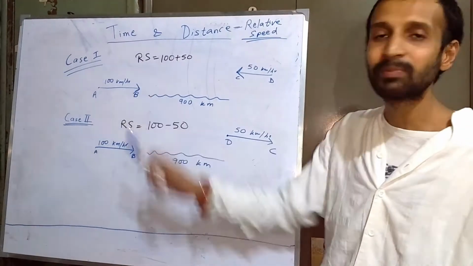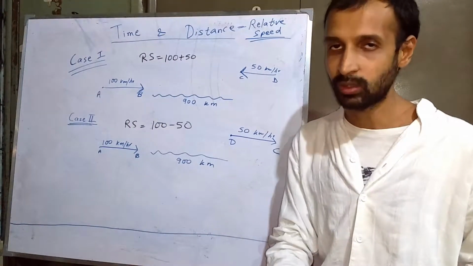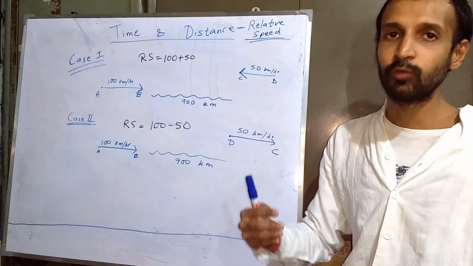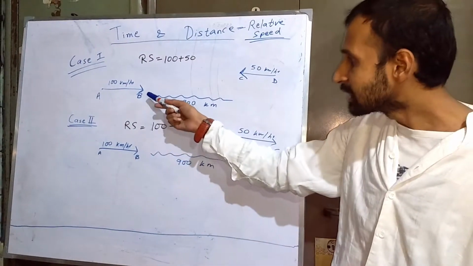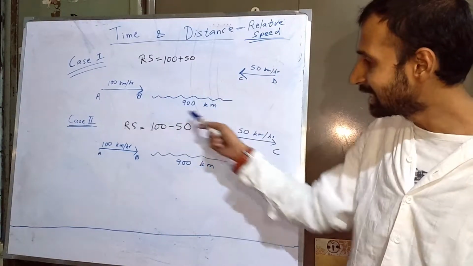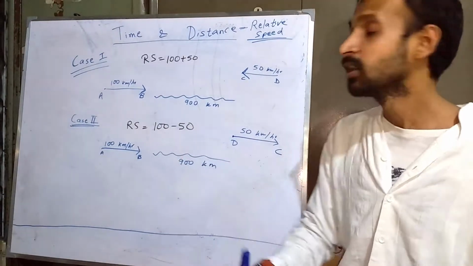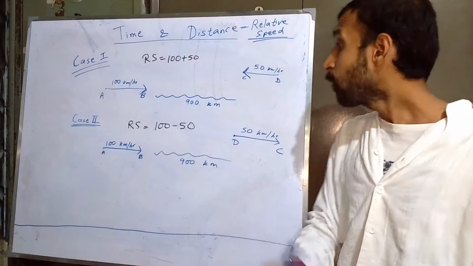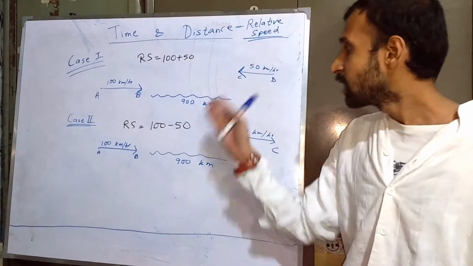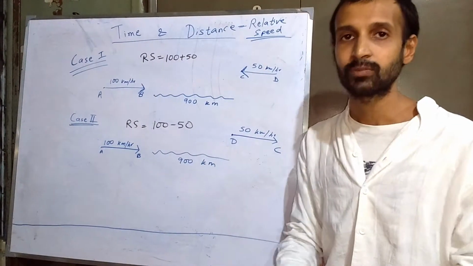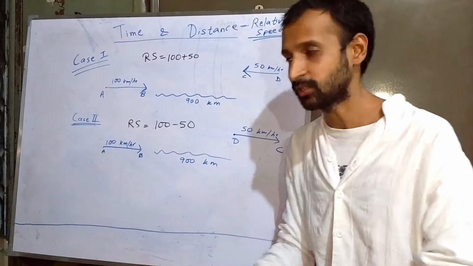Now let us note their respective speeds. AB is moving at a speed of 100 km per hour. CD is moving at a speed of 50 km per hour. And the distance between these two trains is 900 kilometer. Yes, 900 colossal kilometer. Now, the question which is asked is, in how much time will the two trains meet? Or after how many hours will the two trains meet each other or cross each other?